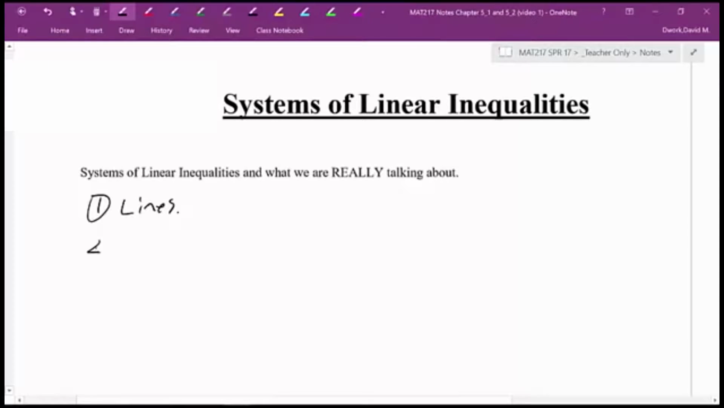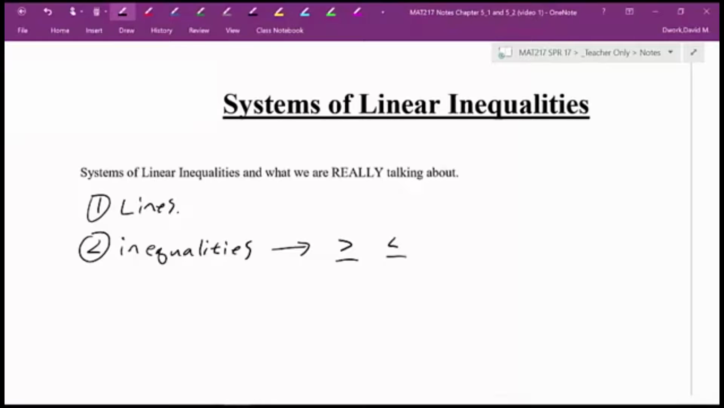Okay. Second thing we're talking about is an inequality. So in the previous sections, we were talking about systems of equations, so equalities. This one we're going to talk about inequalities. So what are we really talking about? Greater than or equal to, less than or equal to. Those types of functions. And keep in mind, this is a 200 level math course.